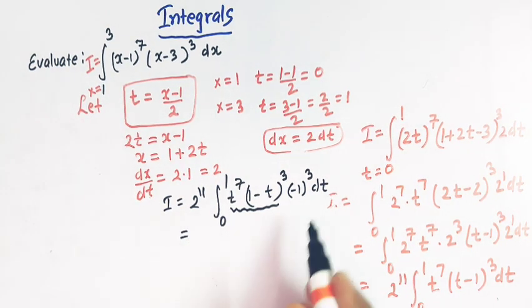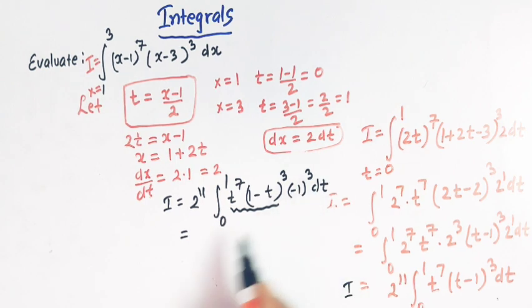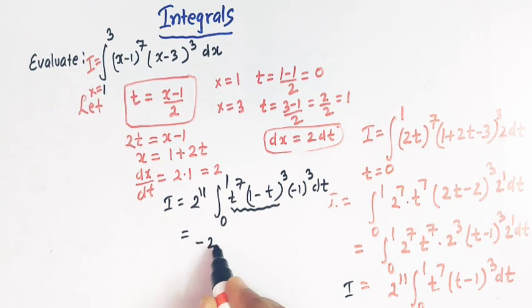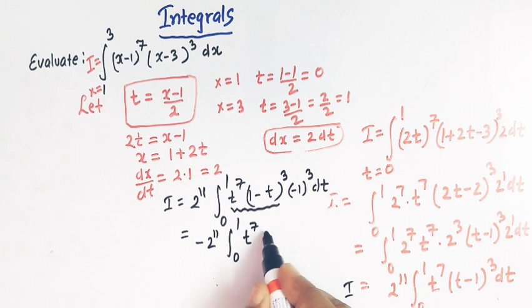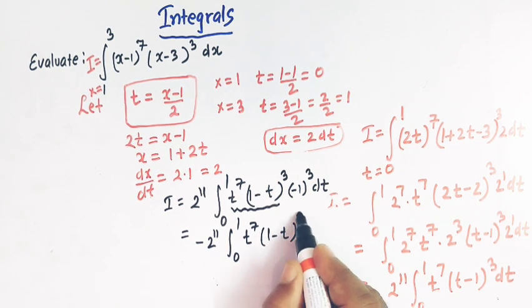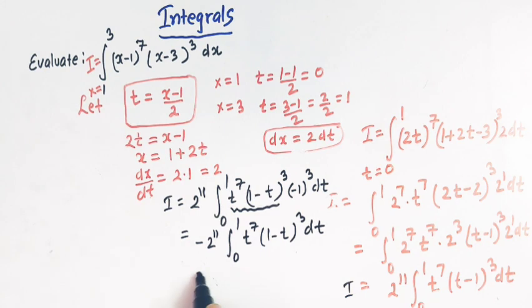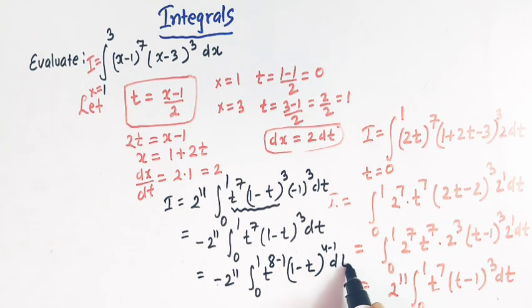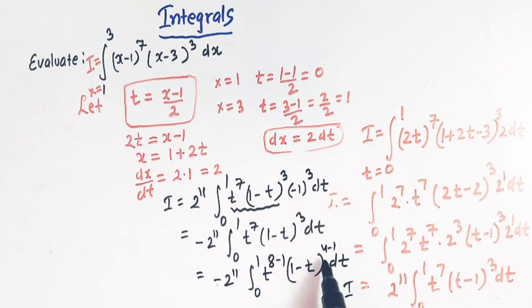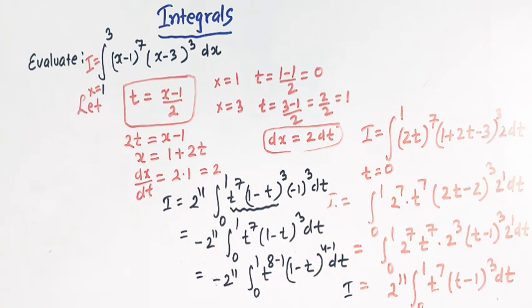So now we can write this negative 1 raised to 3 is minus 1. So we have minus 1 raised to 11. Then we have the integral from 0 to 1 of t raised to 7 and (1 minus t) raised to 3 dt. Right? So let us write this integral from 0 to 1 of t raised to 7, where 7 can be written as 8 minus 1, and here we have (1 minus t) raised to 4 minus 1 dt, because we are writing 3 as 4 minus 1 and 7 as 8 minus 1.